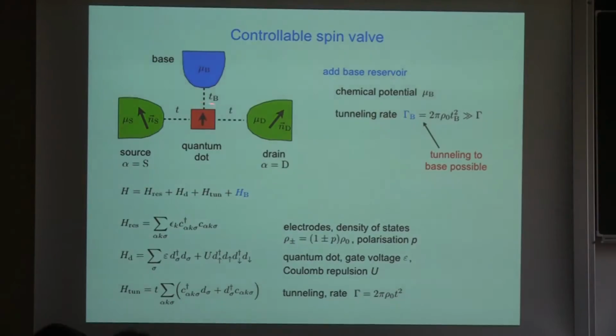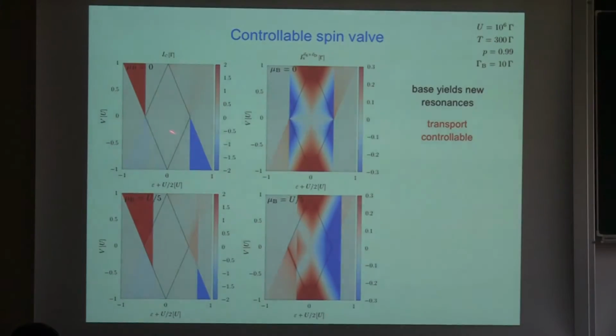Well, we can add a kind of third electrode, a base electrode, with some hopping T_B here, and the tunneling rate gamma_B is assumed to be much larger than gamma. And of course, we have a chemical potential mu_B here. In this setup, we can then also study the transport, and that's what we find. So first what we see is that there are of course new resonances because we have a new energy in our system given by this chemical potential of the base voltage. But we also see, if we compare this case here with this case, that obviously things get controllable by changing this chemical potential on this base gate.